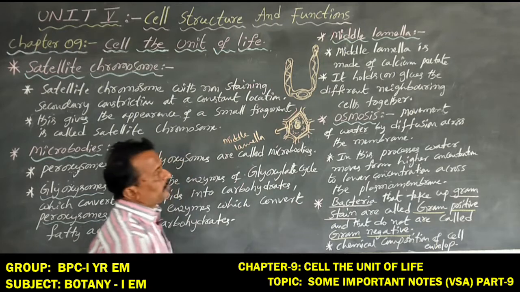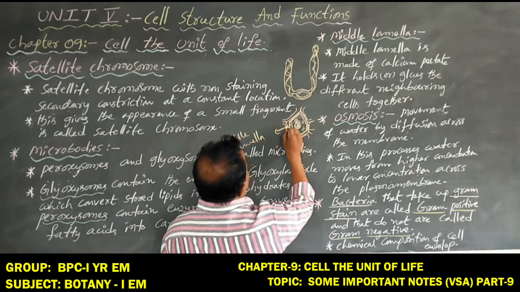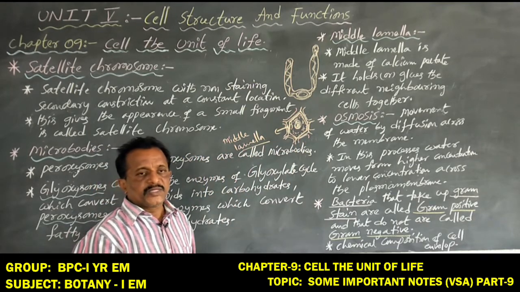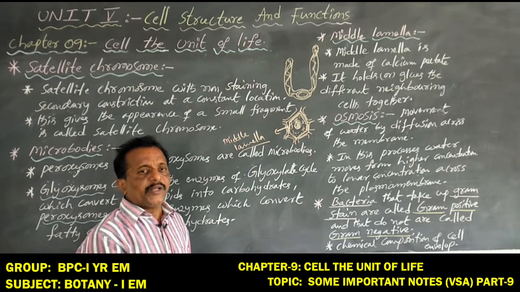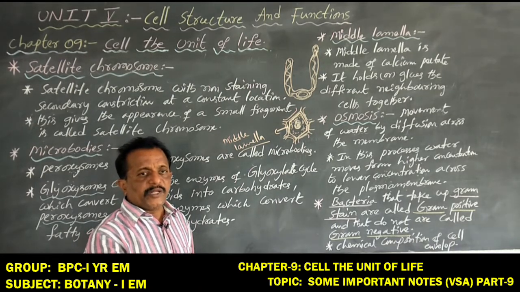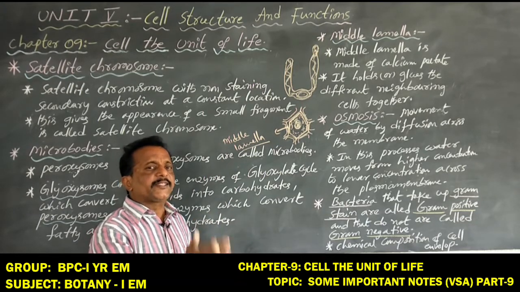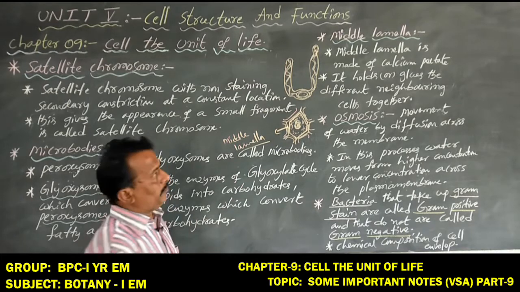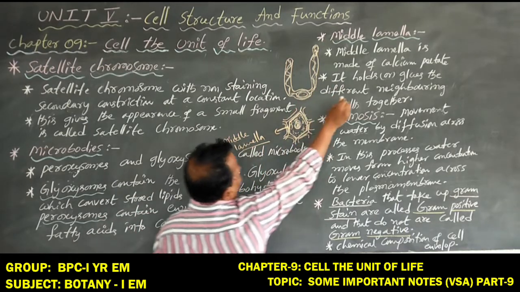So dear students, the middle lamella is made up of calcium pectate. The middle lamella is present between the primary cell wall and the secondary cell wall. The importance of the middle lamella is that it is made up of calcium pectate.